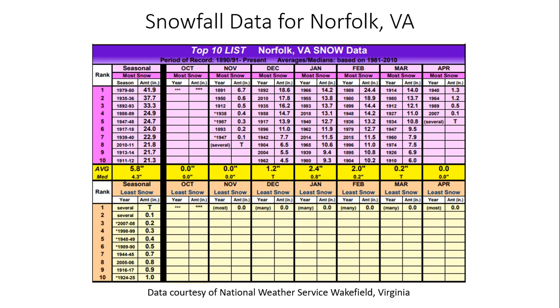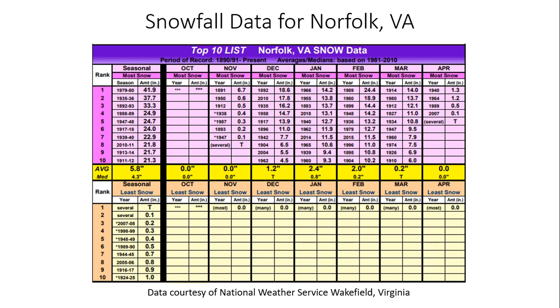Now, if you look at the month breakdown, the most snow in the month of December occurred in 1892 at 18.6 inches. I mean, almost 19 inches of snow in the month of December back in the year 1892 in Norfolk. Now, not as far back in the past is 2010, where we saw 17.8 inches of snow in the Norfolk, Virginia area. That's number 2 all time for the most snow in December. 2004 was a 5.5 inch storm, 5.5 inches of snow for the month of December, which was number 9 on the list. So we can get some pretty significant events.